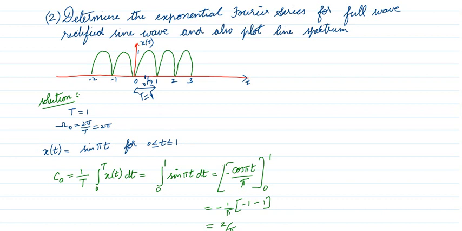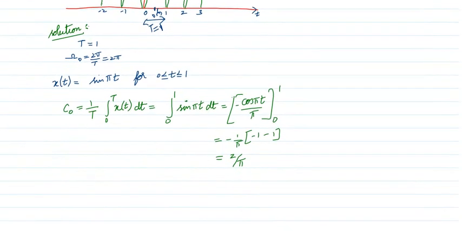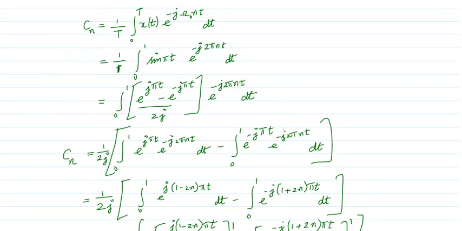First we will find C naught. You know what C naught is: 1 by T, integral 0 to T, x of t dt, so here the integration from 0 to 1 of sin pi t is minus cos pi t divided by pi. Substitute the upper limit and minus the lower limit, and we will get 2 by pi. Okay, C naught is 2 by pi. Next we will find Cn.